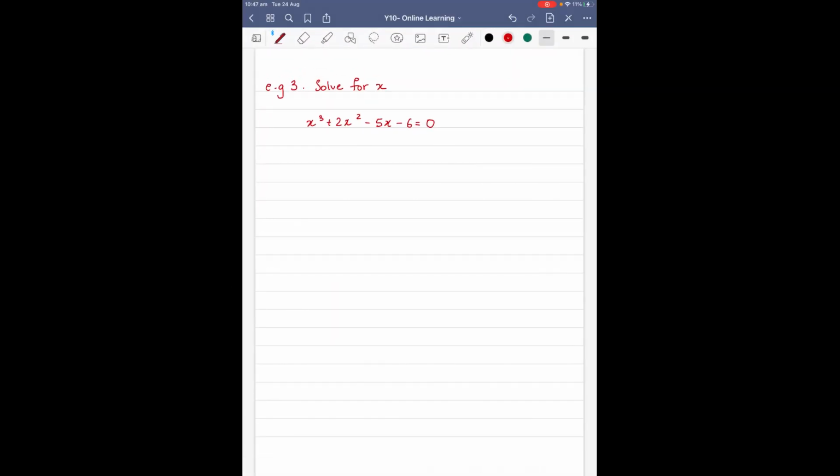Guys, welcome to example 3. So we are going to solve this polynomial x cubed plus 2x squared minus 5x minus 6 equals 0. The first thing we're going to do is check our 3 checks. Our first check, you need to check if your polynomial is equal to 0. And tick, it is. Next one, you're going to check if it's factorized. And obviously you can see it's not in brackets, so it's not factorized. So we have to do that.